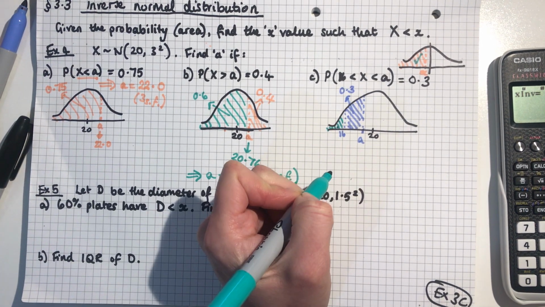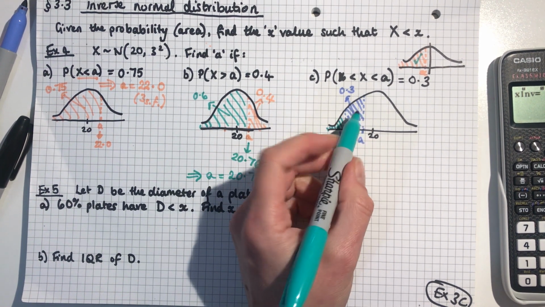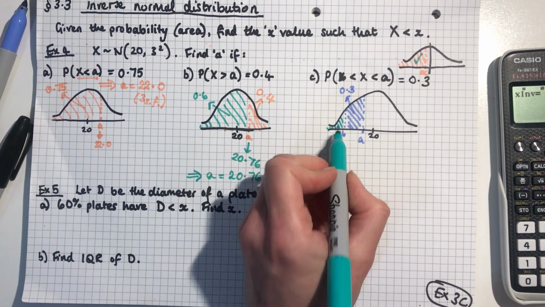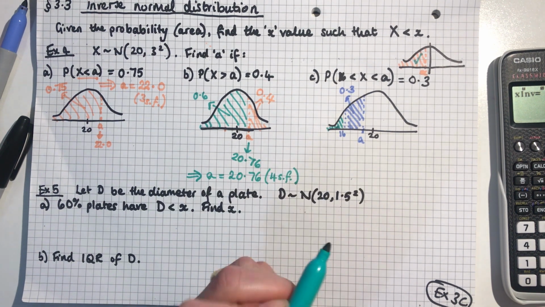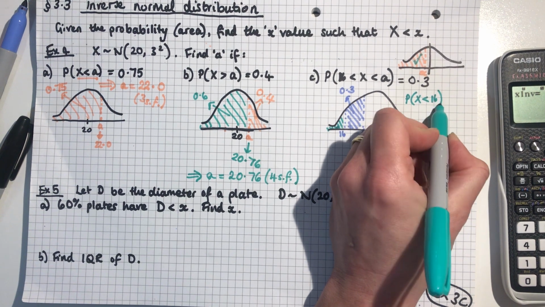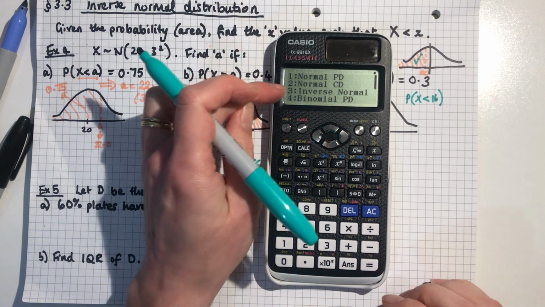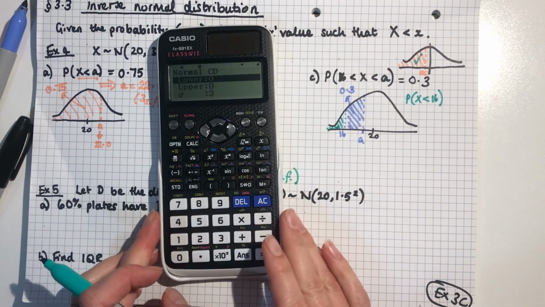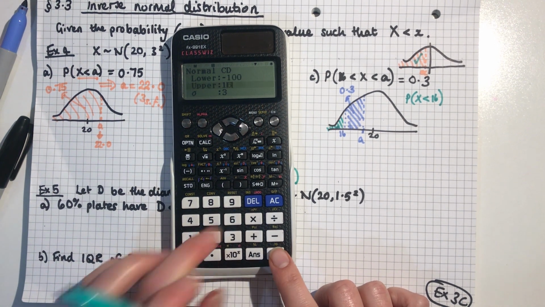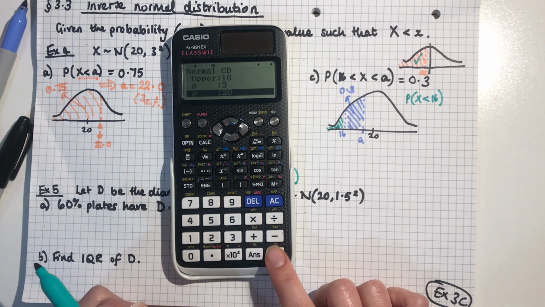Once I've worked out this probability, if I add 0.3 to it, I can use that answer with my inverse function on the calculator to work out the value of A, because the probability less than A would be this green area plus 0.3. So that's going to be my approach. First of all, the probability that X is less than 16 is, and I need to go back to the distribution function, but this time onto normal cumulative. Remember, pick a really low value, so I'll go minus 100 up to 16. Just double check our values of mu and sigma, 20 and 3, that's fine.